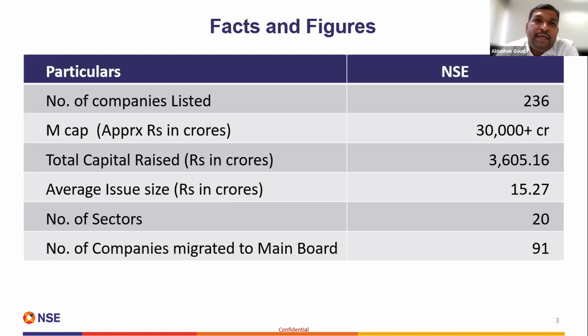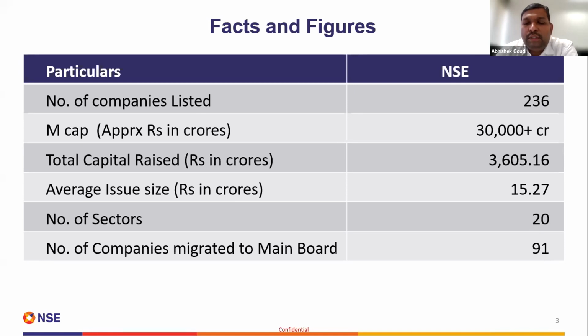The growth is also visible by one more measure, the last point I'm going to talk about, which is migration to the main board. This is a platform where companies, when they grow in their business and become mature enough to understand the regulatory framework, and their profitability and business grow, when they want to migrate to the main board, they can seamlessly migrate to the main board through the SME platform. In that sense, out of the 236 companies, 91 companies have migrated. It's more than 91, in fact; the numbers are a bit older, from last month or so.